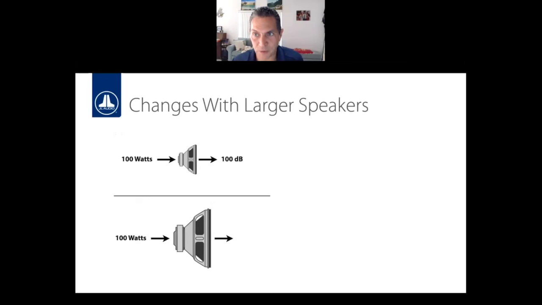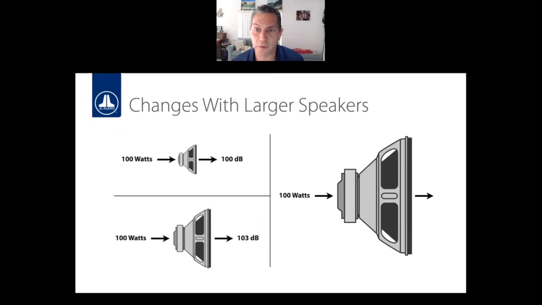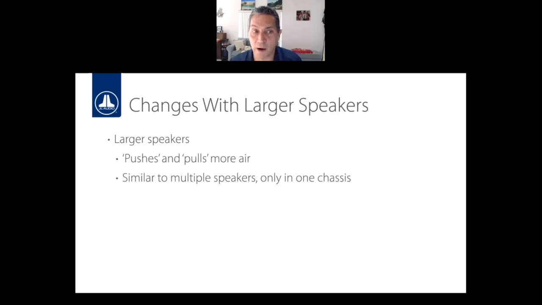So if we had 1,000 watts on a speaker that had double the piston area, just like when we doubled speakers before, you'll see a 3 dB improvement. So you go from 100 to 103 on a speaker that's twice the size. Double that speaker size again with the same amount of power, bang, you'll see 106, a doubling again. So you go from 100 to 103 for doubling, and 103 to 106 for doubling again. As the speaker gets bigger, it's pushing and pulling more air. That's great. It's similar to multiple speakers, but now it's just a single chassis. Now, technically, this is a little bit better from a reliability standpoint. Any idea why?